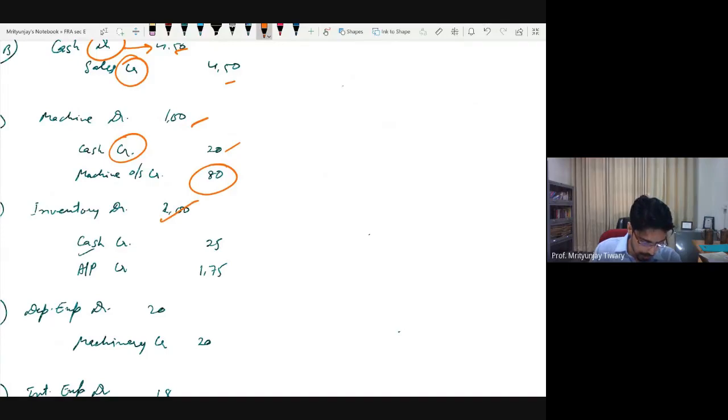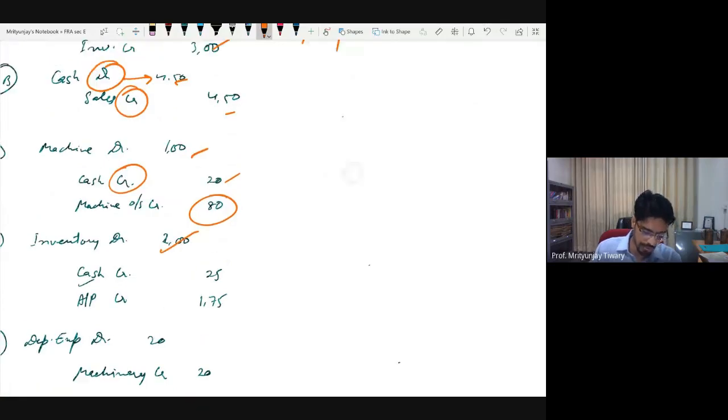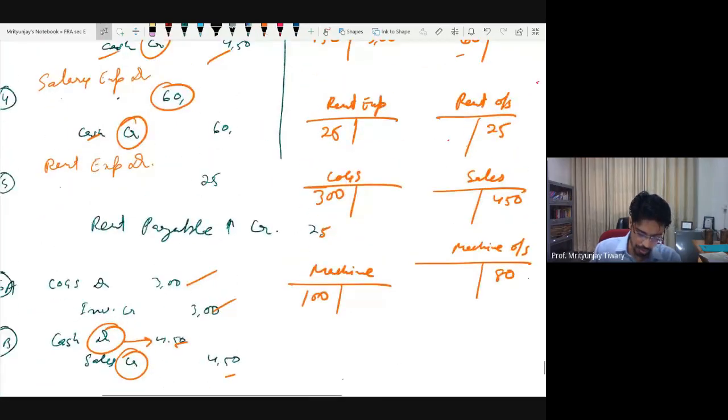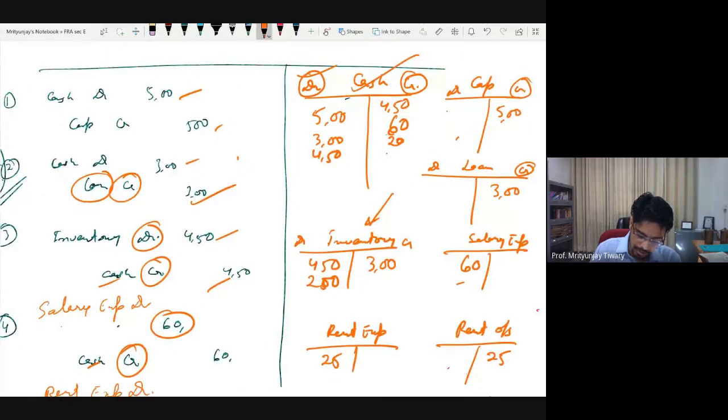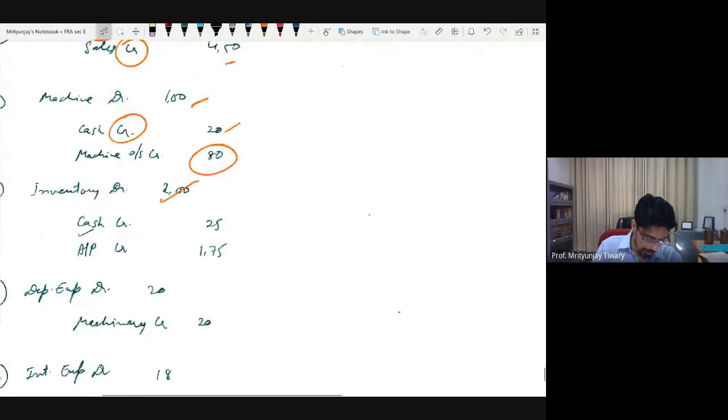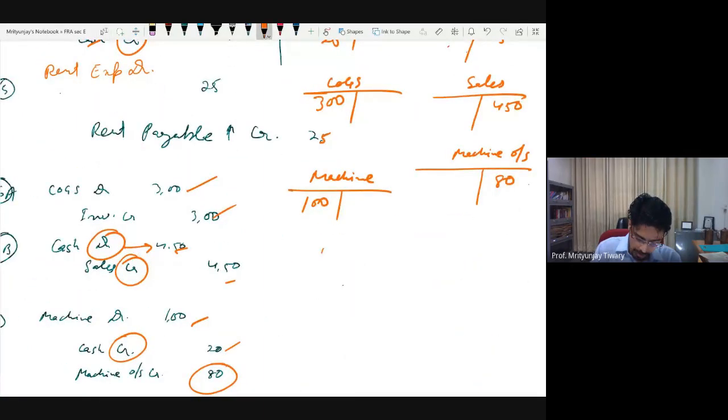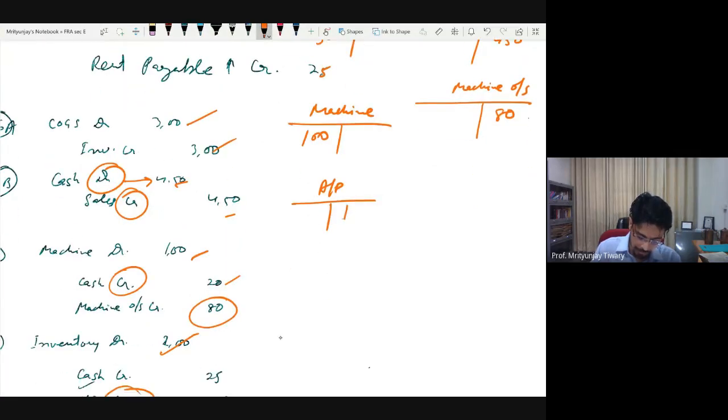Inventory debit 200. Cash credit 25. So inventory and cash both are there. Let's go to inventory debit 200. This is inventory, this is the debit side. I put 200 here. And cash credit 25. This is cash, this is the credit side. I put 25 here. Okay. Accounts payable credit 175. I don't have any accounts payable T account so far, so I will write accounts payable, and on the credit side, I will write 175.